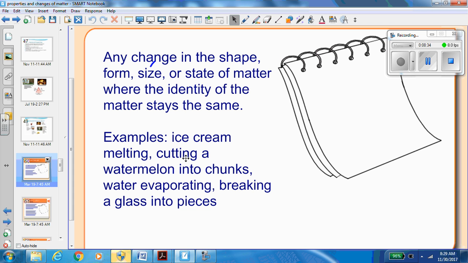Breaking a glass into pieces, you just change the size and shape of it. So now it goes from a whole glass to pieces of glass. So you're not changing the identity of the matter. So whenever matter does not change its identity when it goes through a change, then that is what we would call a physical change.